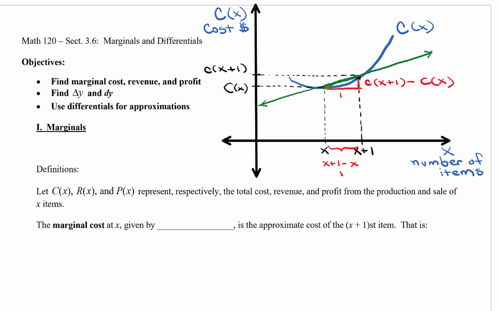But let's pretend I said, you know what, I'm going to get the tangent line at this point. I'm really bad at drawing tangent lines, but I'm going to try my best. I want to get the tangent line at x, right here. So C prime of x is tangent right at that x value.